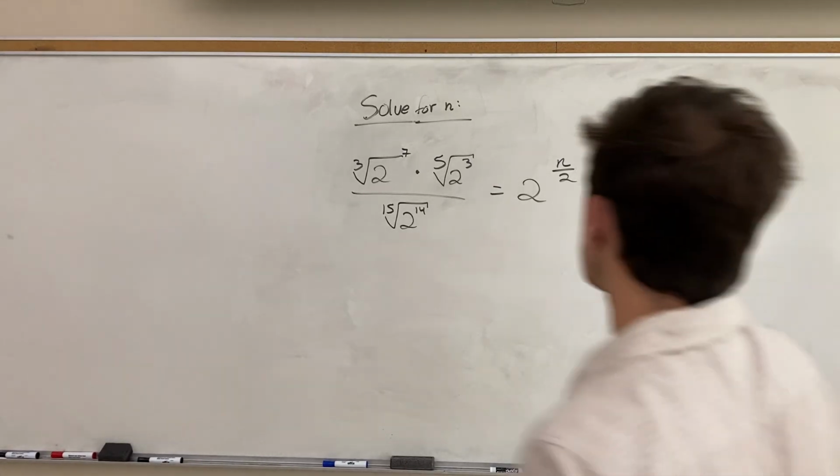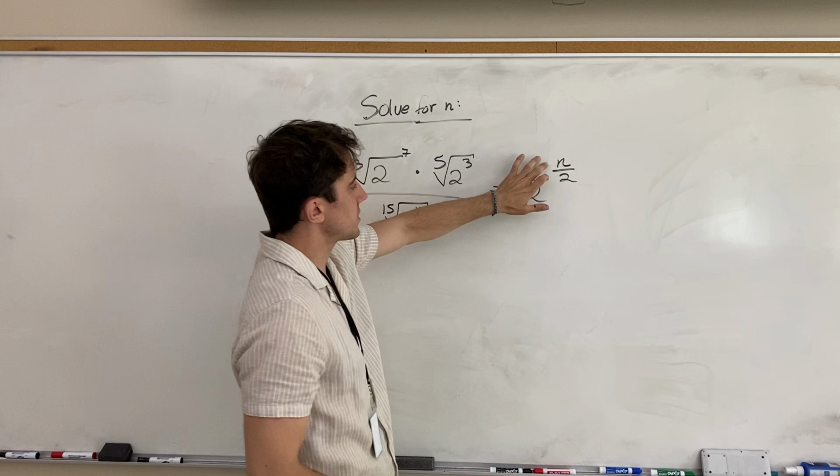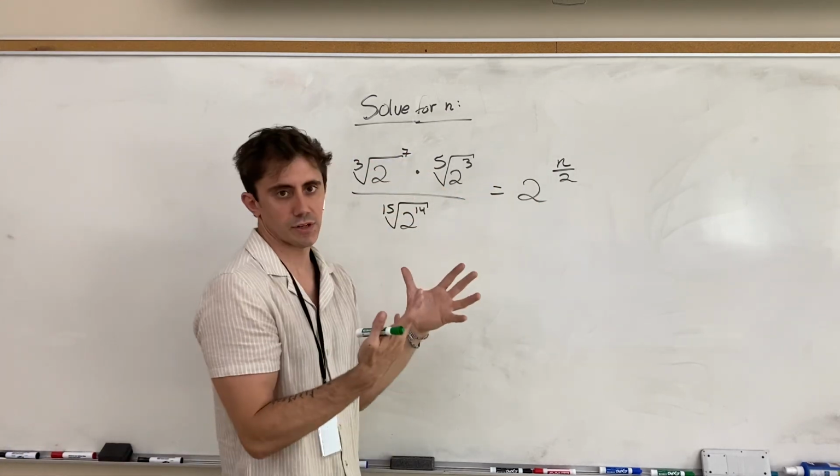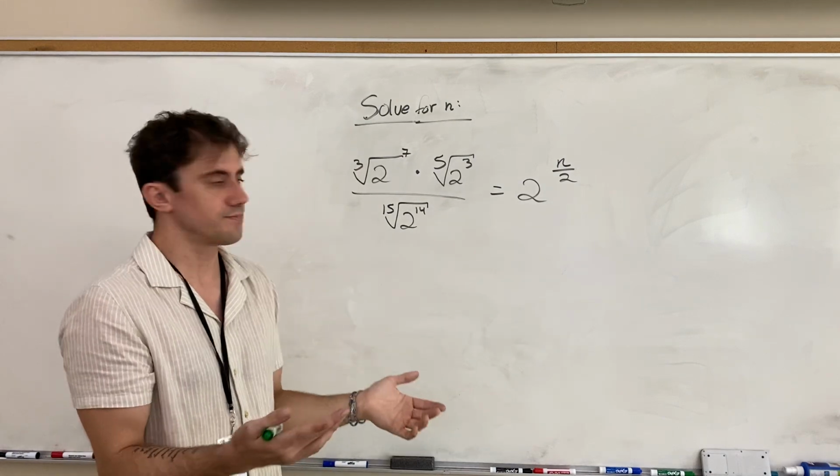Good afternoon, everyone. Today we're going to solve for n in this exponent, given this kind of messy looking bunch of radicals all bunched up together. And we're just going to use exponent laws, okay?